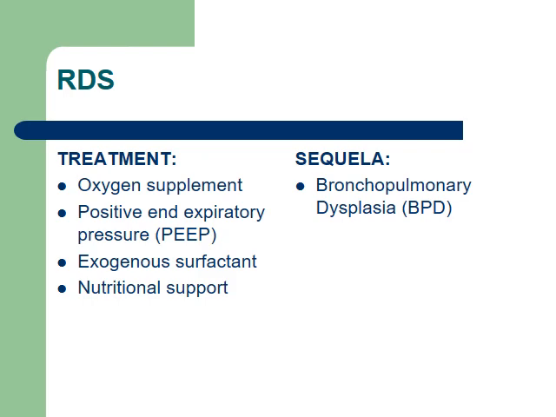RDS, the treatment, oxygen and PEEP, positive end expiratory pressure. Exogenous surfactant, they do try that to see if they can increase surfactant by actually putting it there. And then nutritional support. And the sequelae on these babies can be bronchopulmonary dysplasia. So we're trying to avoid that by getting them better quick. Fix the problem quick.